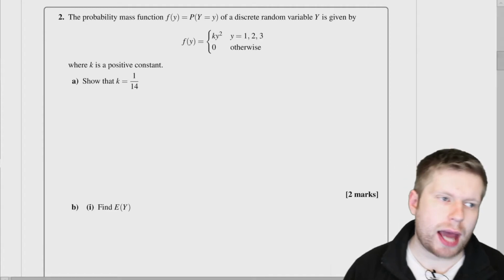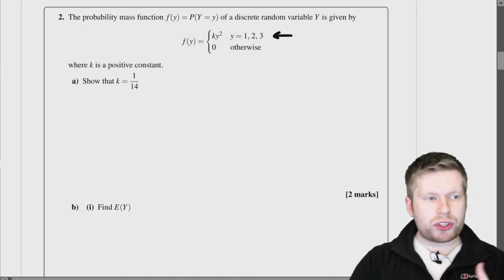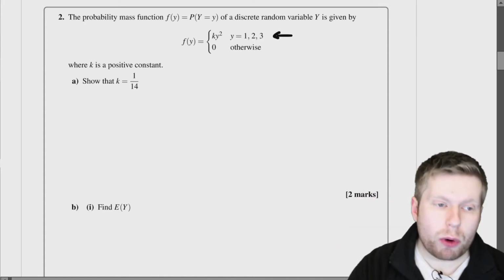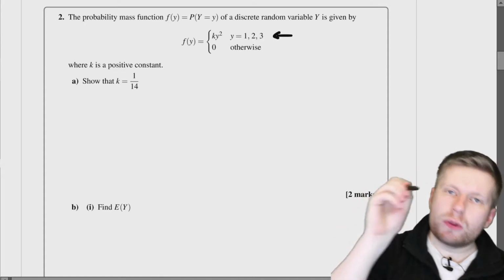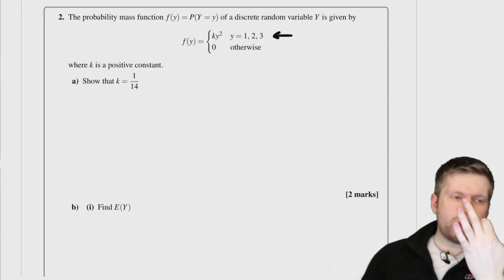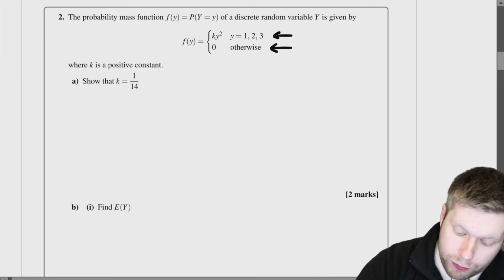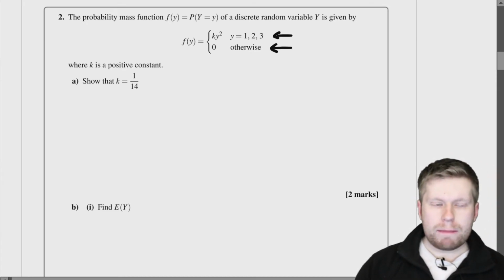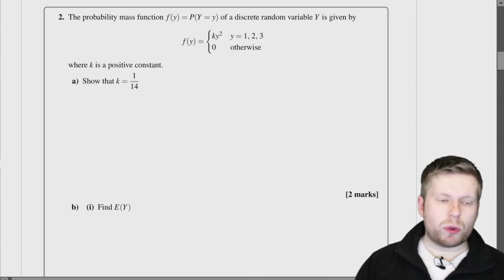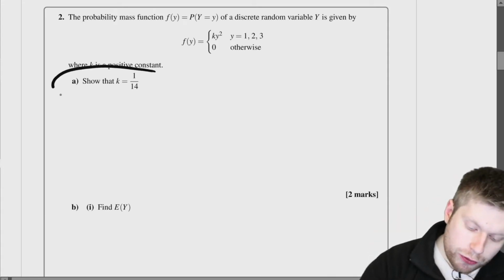There are 2 different cases. The first case, the top line, is that the probability is some constant k, where we're told k is a positive constant, times that outcome squared, if that outcome is 1, 2 or 3. So if you want to calculate the probability of either 1, 2 or 3, you need to take k and multiply it by that outcome squared. Otherwise, for all other values of y, it is equal to 0. So that's how to interpret this function. Now we need to show that k is equal to 1/14. There are 2 different ways you can do a show that question. Number 1, you can use the fact that this is true.